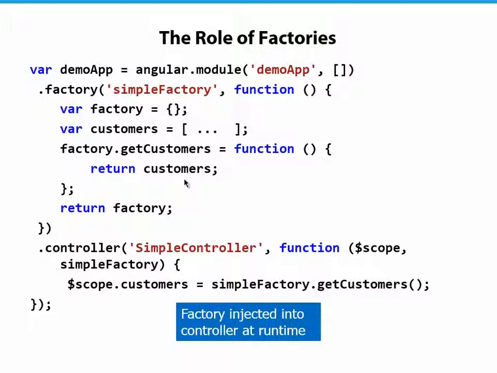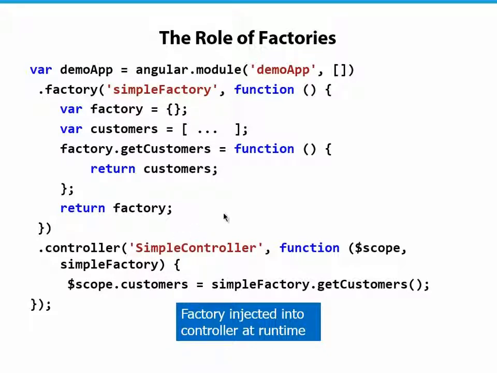Now, what's really cool about factories, services, and providers is that once you've defined it, you can then inject it very easily as a parameter into something like a controller or even another factory if you want it. So a factory could rely on another factory. So if we come down to our controller here, you'll see that simple controller does our standard scope, but notice that the second parameter is simpleFactory.